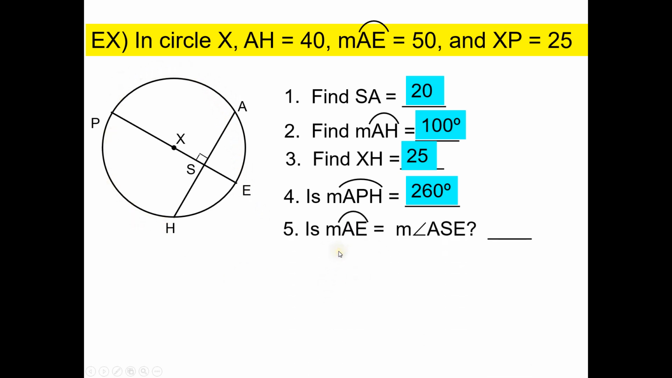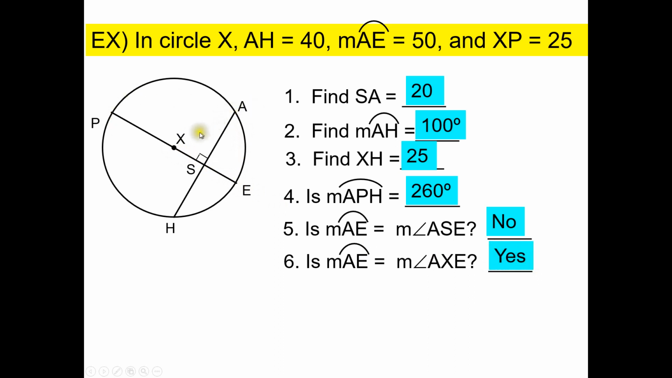Okay, number 5, is arc AE equal to angle ASE? Is this angle, which we know is 90, equal to this and be 90 as well? Okay, they're not, because this is not a central angle. If it was a central angle, then the arc would be the same, but it's not a central angle. So that's a no. Number 6, the measure of AE, this one right here, is that equal to AXE? And that would be yes, because that central angle here would be equal to the arc that it cut off.